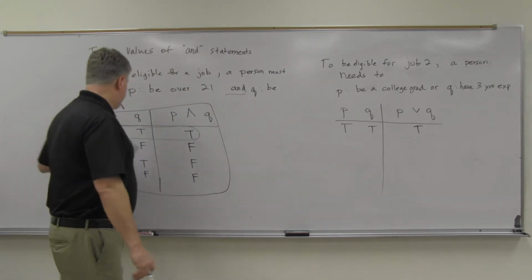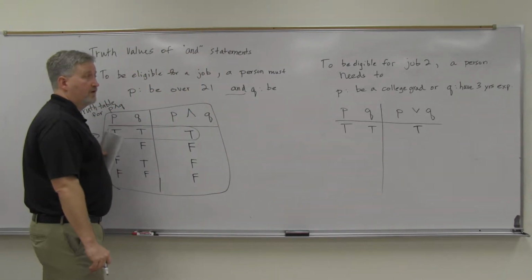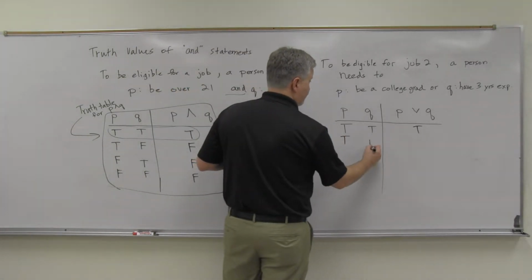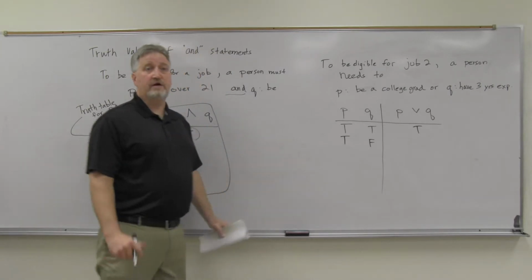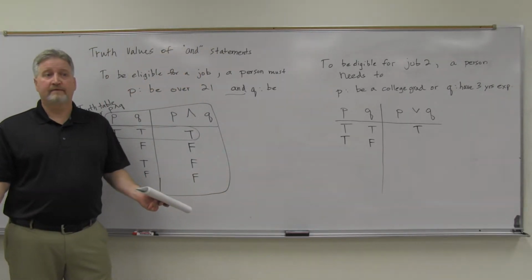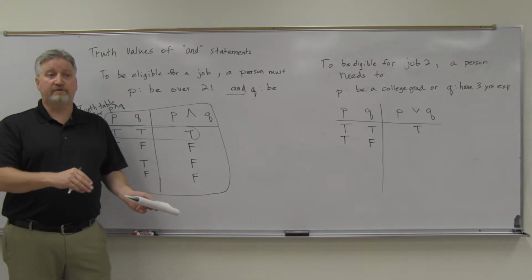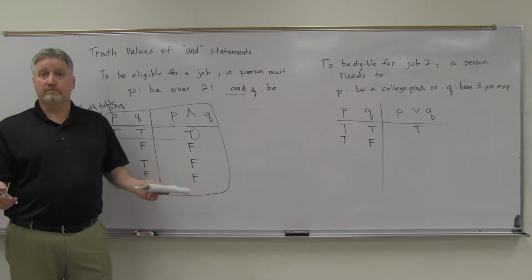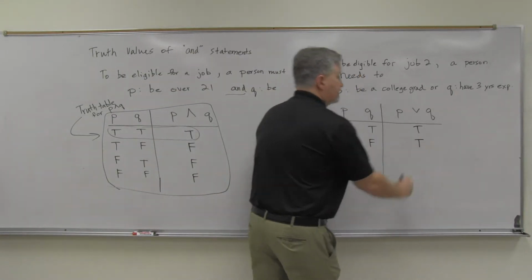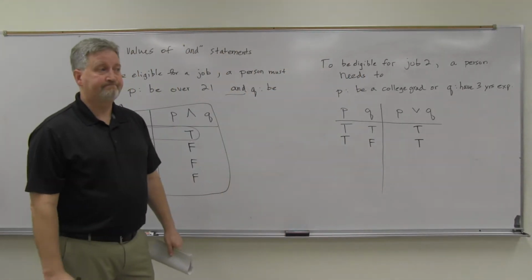Now what about, in the same order here, true, false. What if person number 2 comes in, true, they're a college graduate, but false, they don't have 3 years experience. Are they eligible in this case? Yeah, because it says or. It's not that they have to have both. So true or false here, that would be true. So that's a change from the and statement, isn't it?